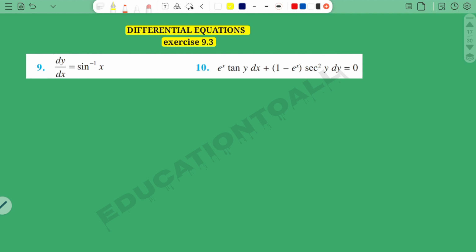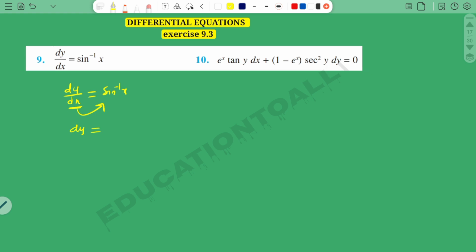Given dy by dx is equal to sine inverse of x. This question we can do by using the variable separable method. So let me separate the variables. dy by dx is equal to sine inverse of x. dy is equal to sine inverse of x dx. Now it is very clear dx and dy are separated and all variables are also separated. Here there is no y variable, but the x variable and dx are on the same side. So now apply the integration on both the sides.